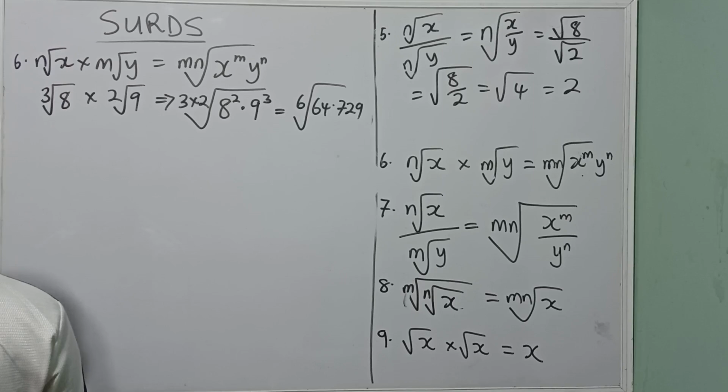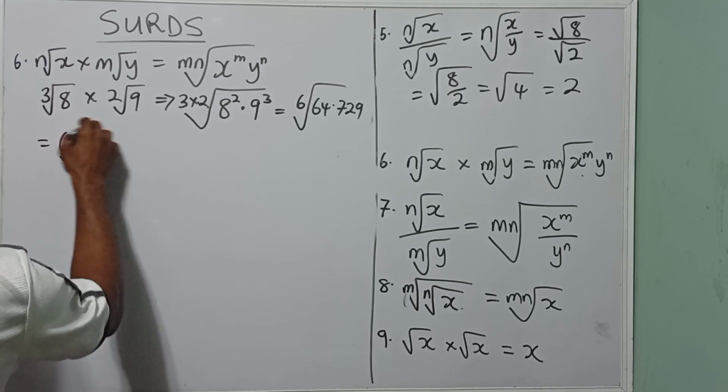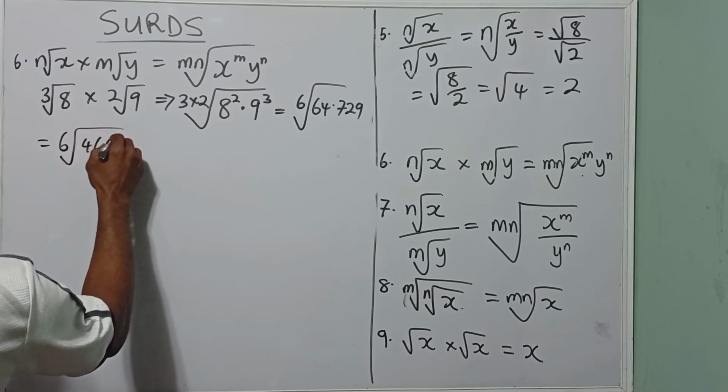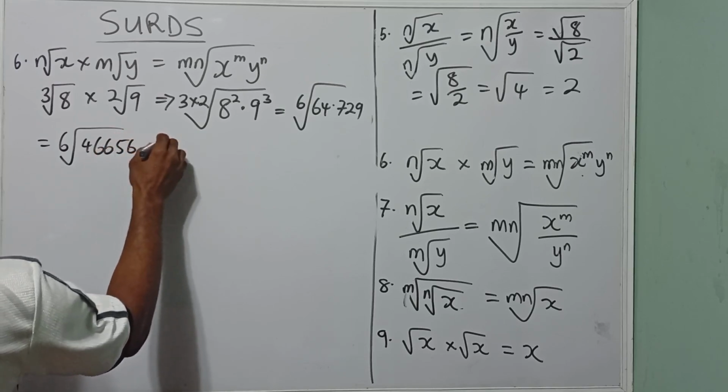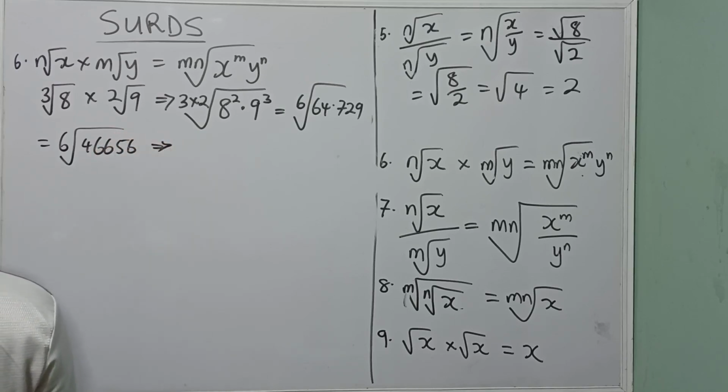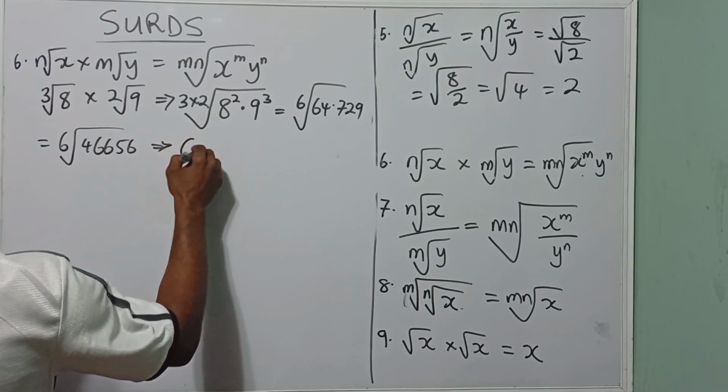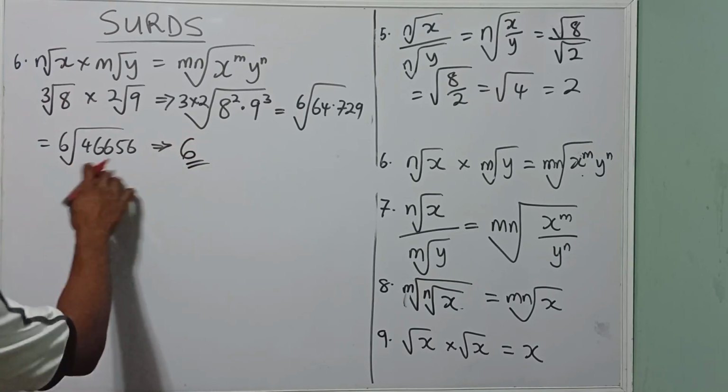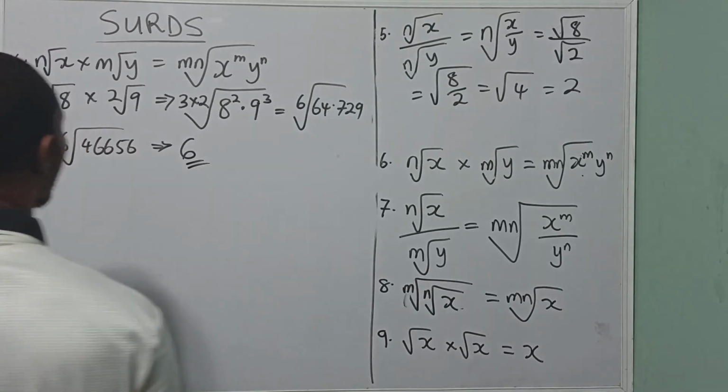So 729 times 64 gives us the sixth root of 46656. So finding the sixth root of this would give us 6.